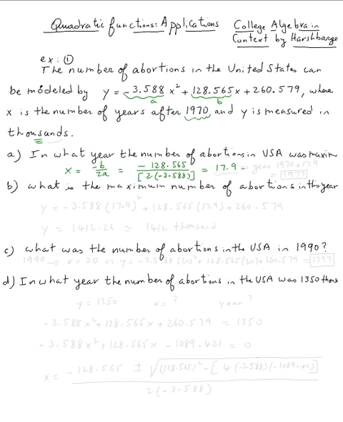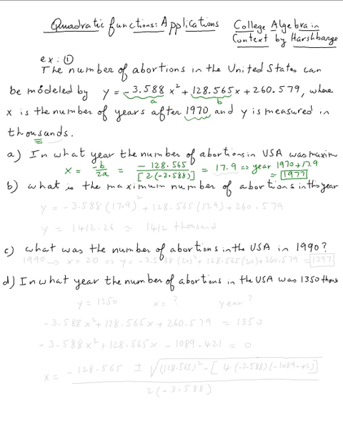Now x is equal to 17.9, and remember x is the number of years after 1970. So the year will be 1970, which is x equals 0, plus 17.9, which is about 1977. I mean, 1977.9 is the same thing as 1977. We're still in the year 1977. The 0.9 would just tell us which month. Alright, that's the answer.